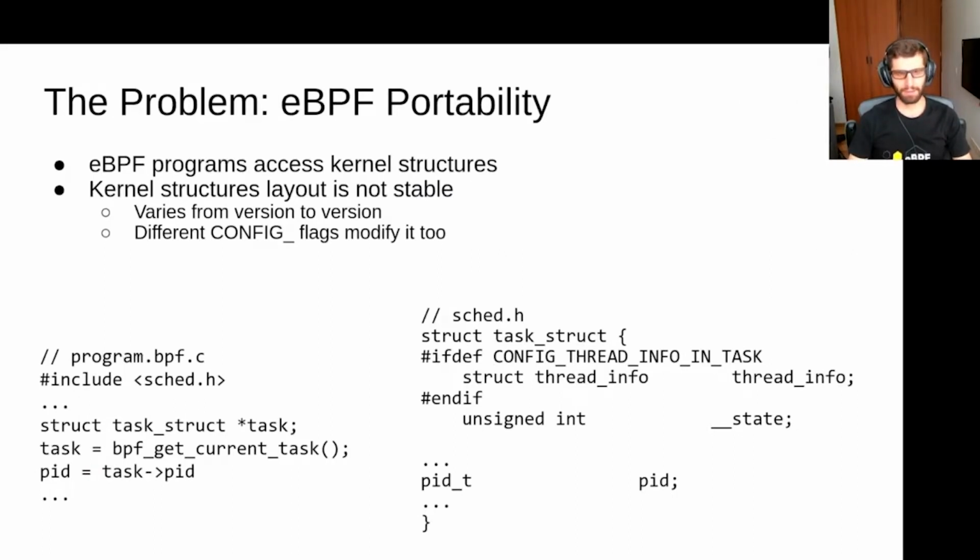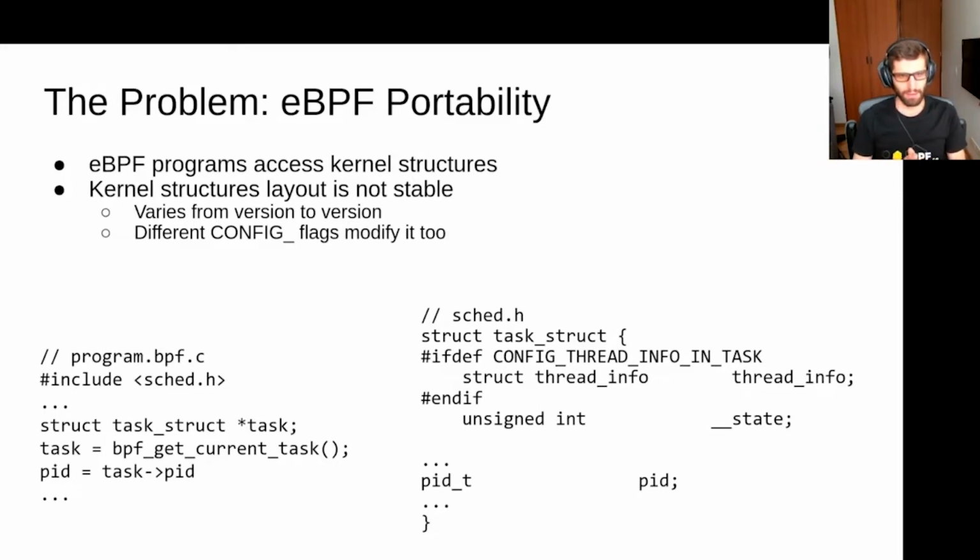The problem that we are trying to solve with this presentation, or better with this BTFGen project, is about eBPF portability. We all know that eBPF is a virtual machine that runs inside the Linux kernel. So we could think that it is possible to just compile our eBPF program and run that on different Linux machines without any problem. But if you are a little bit familiar with eBPF, you know that this is not easy to do because those eBPF programs need to access different kernel structures to get information that is used for tracing or security purposes in general.